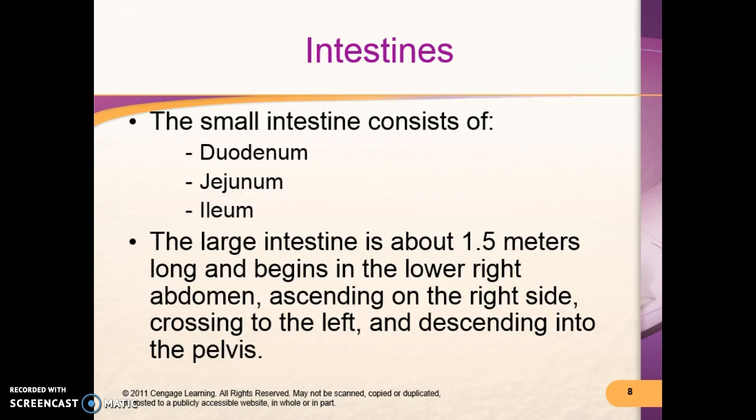The small intestines consist of 3 actual pieces. So we've got the duodenum, the jejunum, and the ileum. Those are all 3 pieces of the small intestines. And then we also have the large intestines.